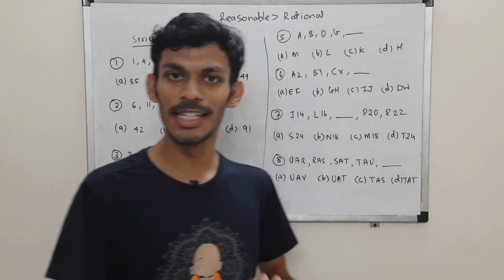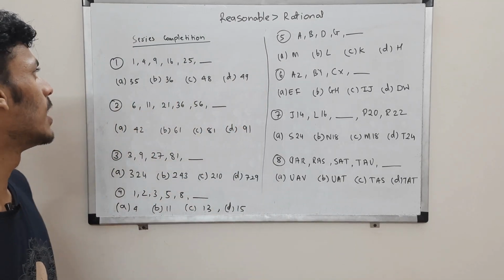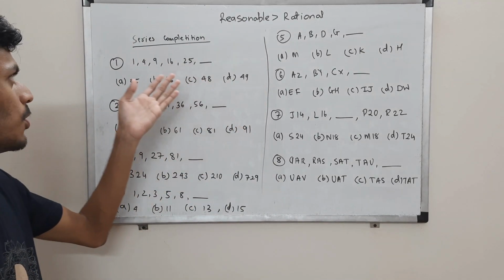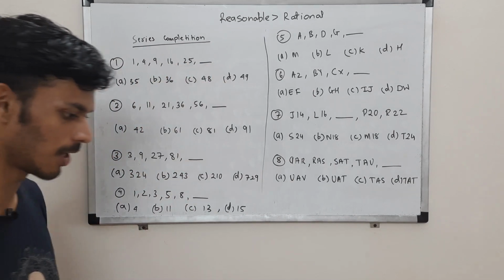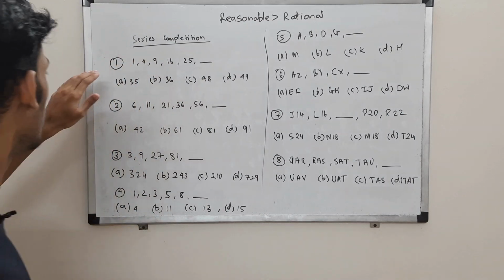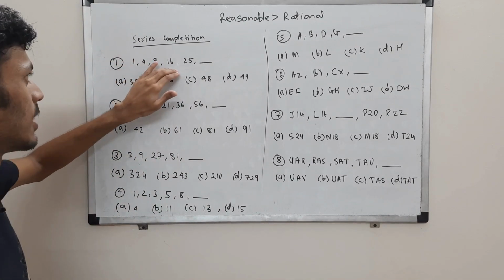Next topic is series completion. It's a classical improvisation of what comes next. So if you see over here, you are given a series and you are supposed to guess what comes next, based on the logic. Okay, so question number 1: 1, 4, 9, 16, 25.